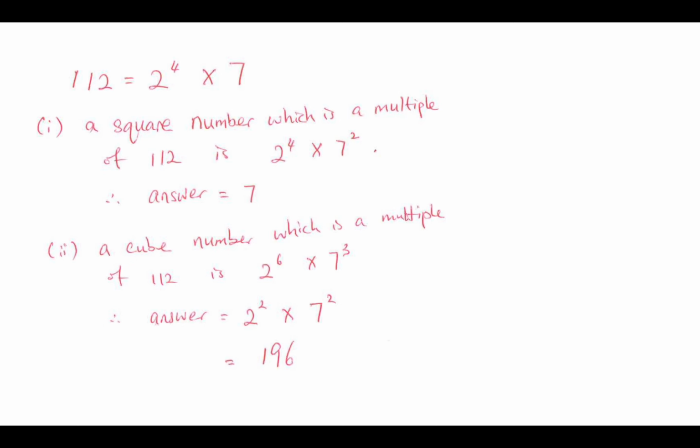Now, the second part of the question, this time round, we want a cube. A perfect cube is where the index or the power is a multiple of 3. So what we want is 2 to the power of 6 times 7 to the power of 3. What is missing is 2 to the power of 2 and 7 to the power of 2. So we put them together, we'll get 196.